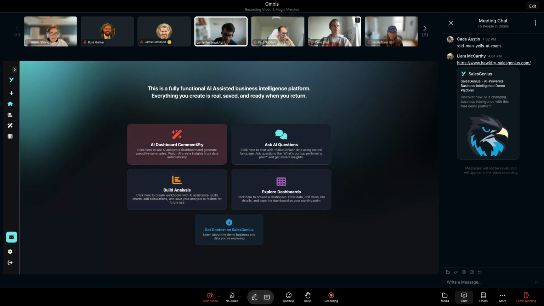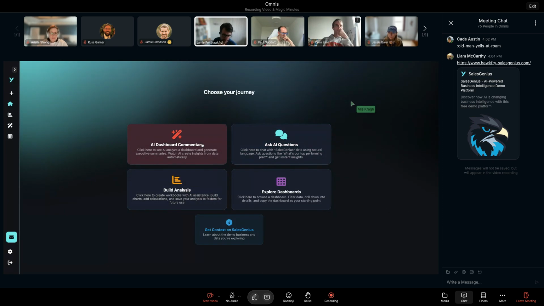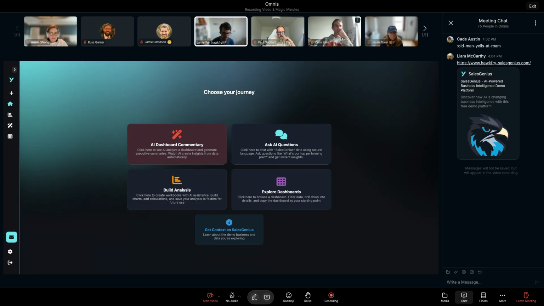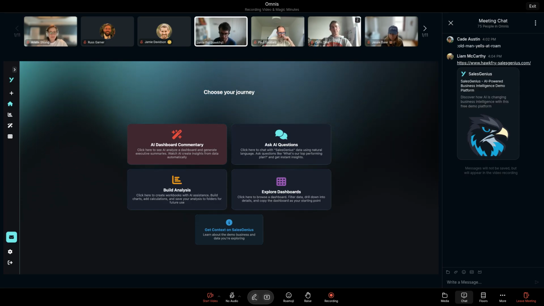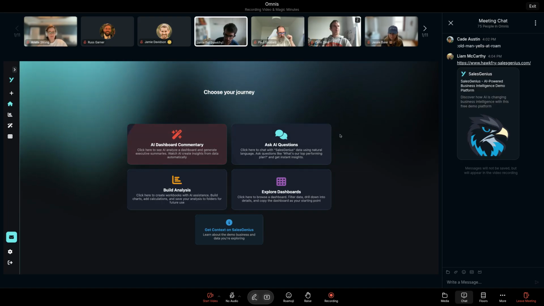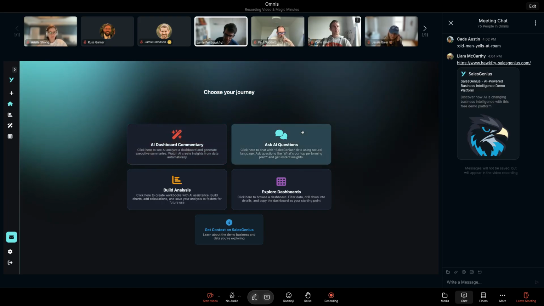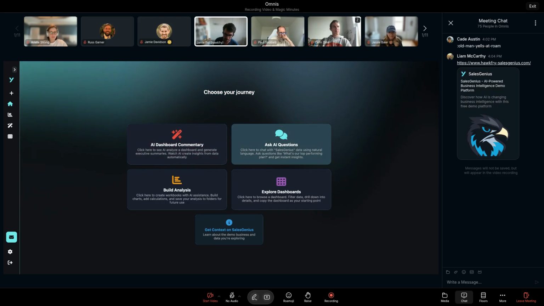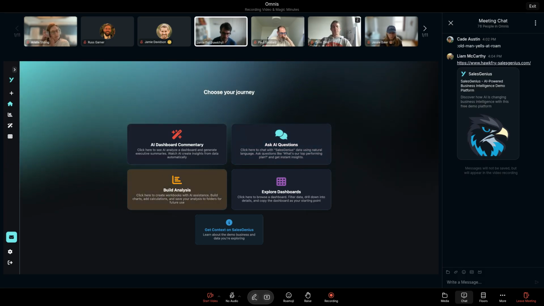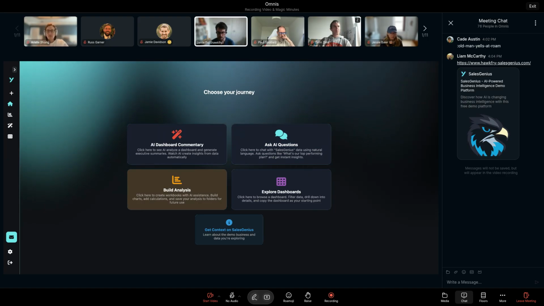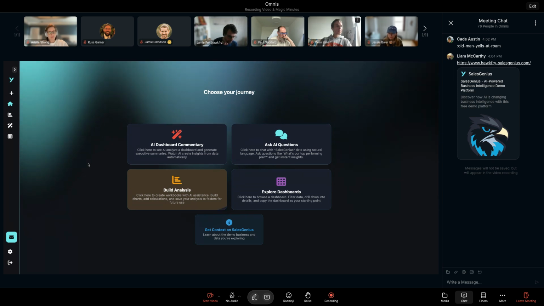There's what we call the AI dashboard commentary. This is me hitting an Omni dashboard, but we're using the AI viz in there as well to do commentary and insight generation on the dash. We've got the Ask AI questions, which is us embedding the Chat AI endpoint. And then we've got Build Analysis, which is an embedded workbook of Omni, but with an onboarding overlay to show how you can go about using AI there.